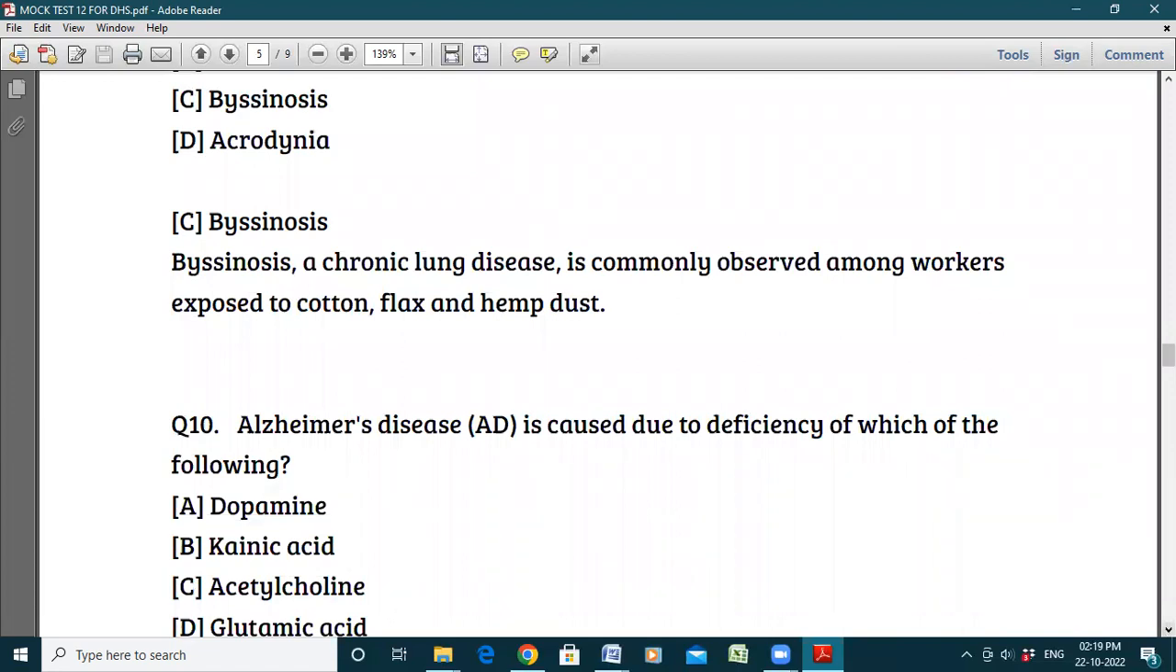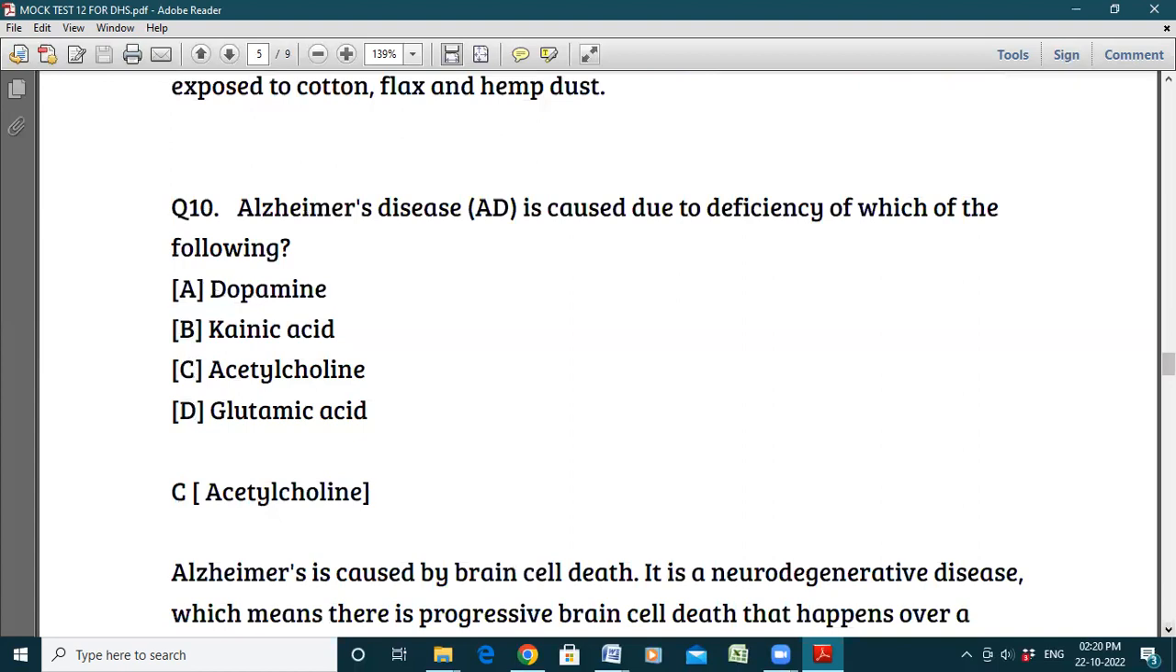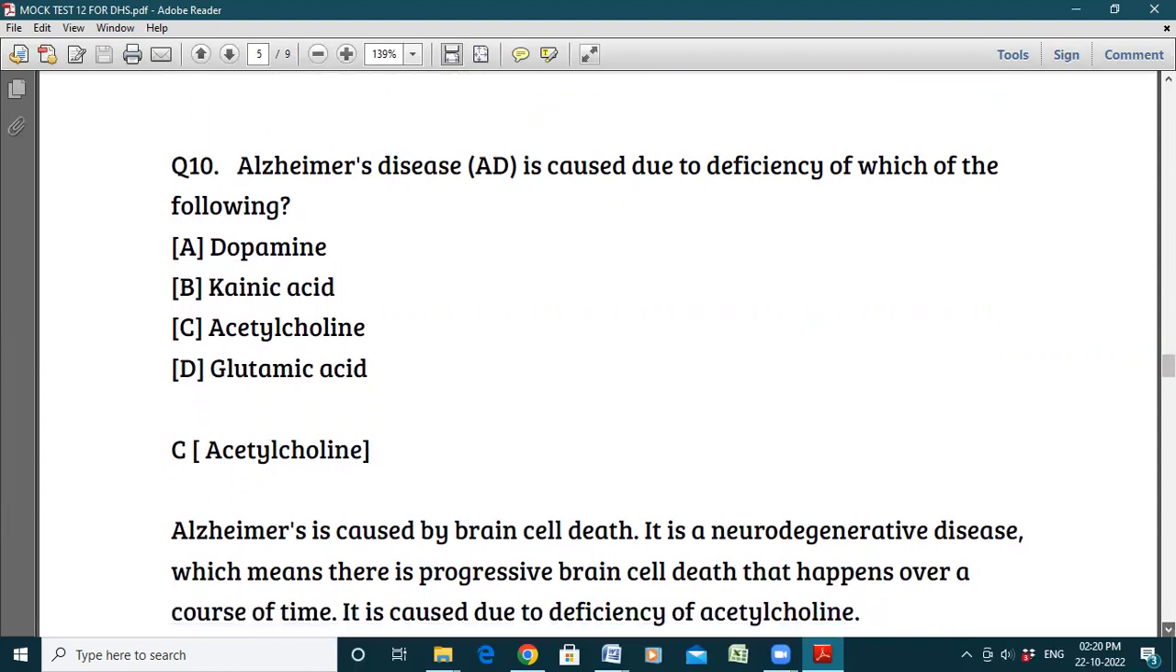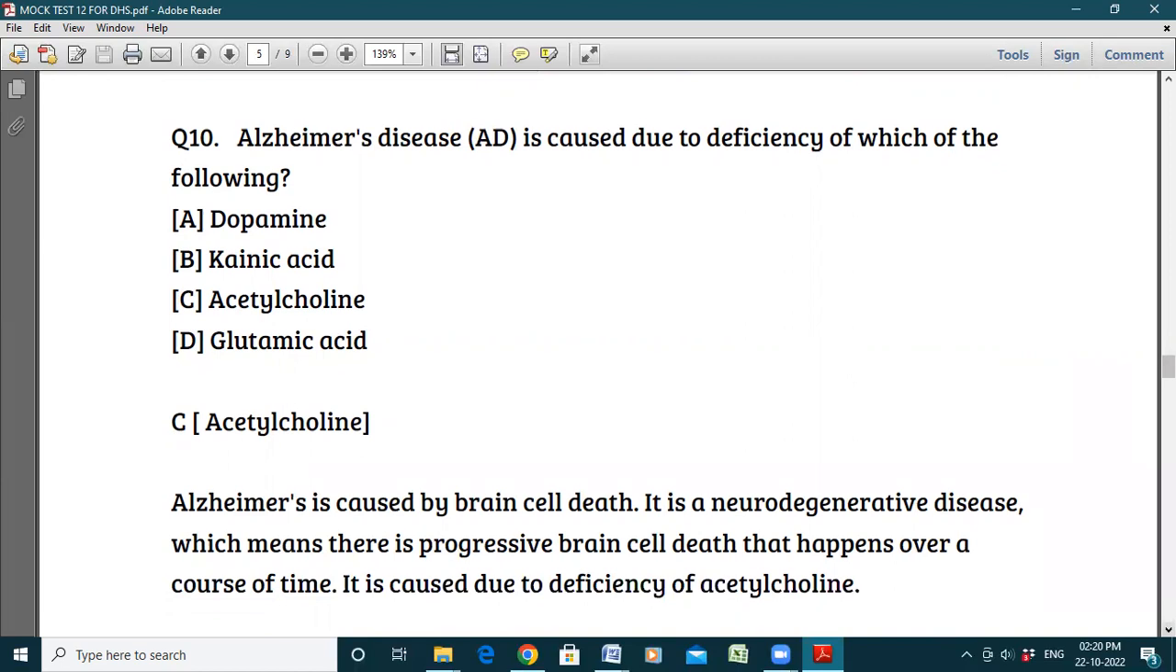Alzheimer's disease, okay. Alzheimer's disease (AD) is caused due to deficiency of which of the following? Alzheimer's disease is caused by the deficiency of acetylcholine, so option C is the correct answer. Alzheimer's is caused by brain cell death. It is a neurodegenerative disease, which means there is a progressive brain cell death that happens over a course of time. It is caused due to the deficiency of acetylcholine.